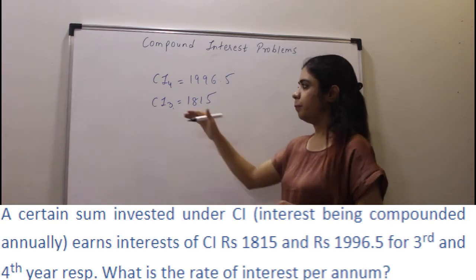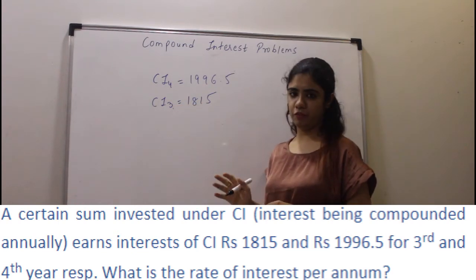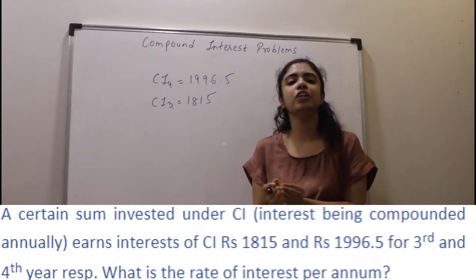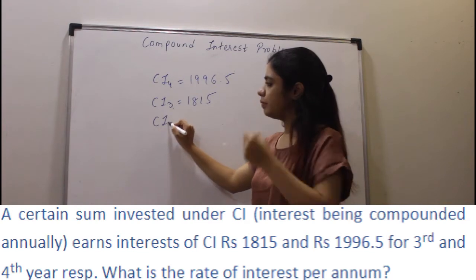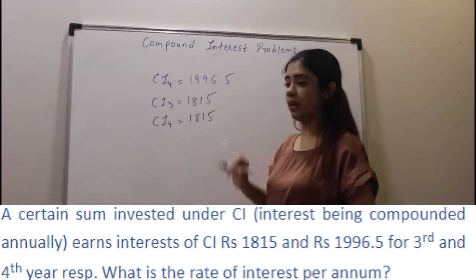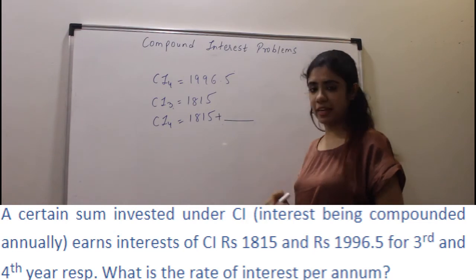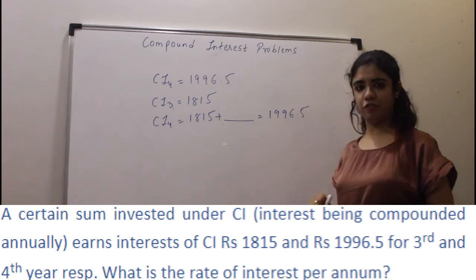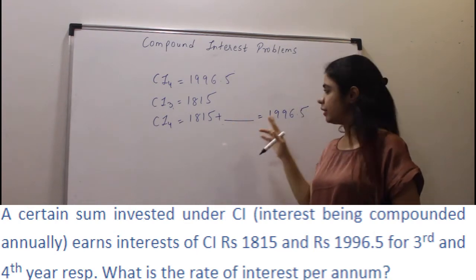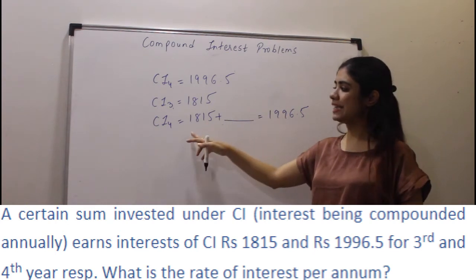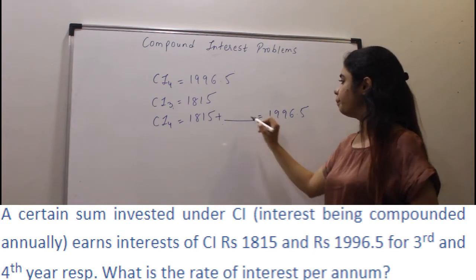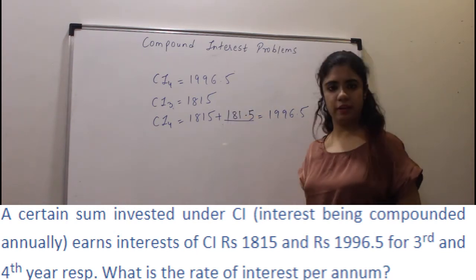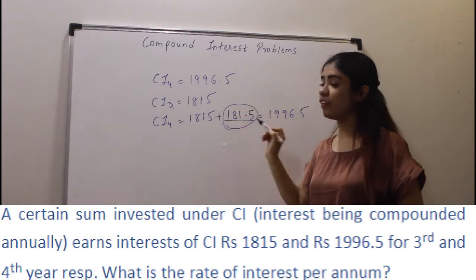Now understand one thing. Third year's compound interest is 1815. In the fourth year I got something extra. Now the question is how much extra did I get? Look, in the fourth year also I should have got 1815. But I got something extra and the total value was 1996.5. So what was the extra part I got? That was 1996.5 minus 1815. So how much will it be? That will be 181.5. So I got 181.5 extra.